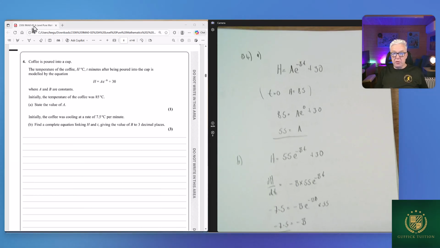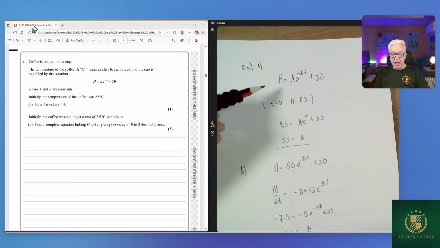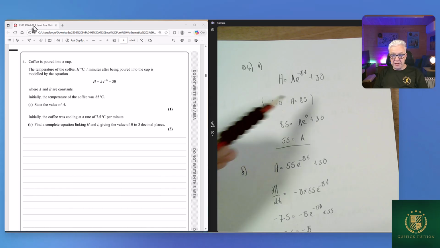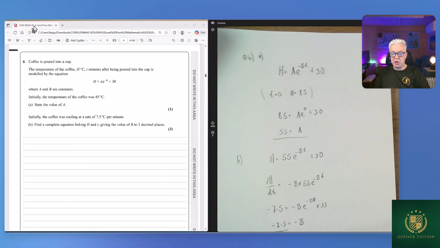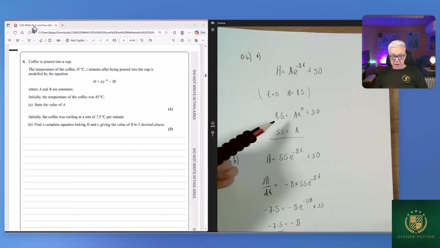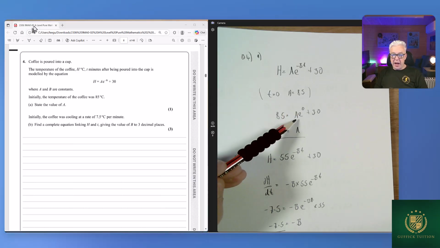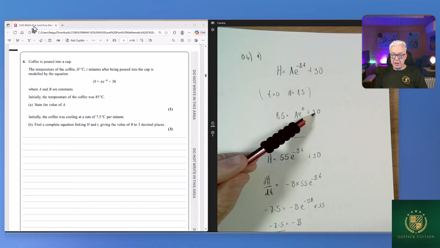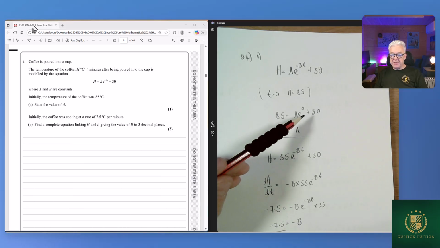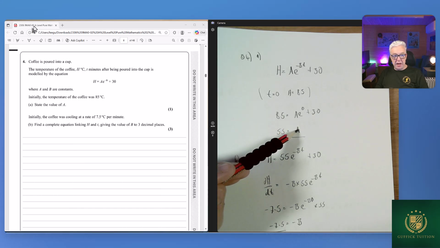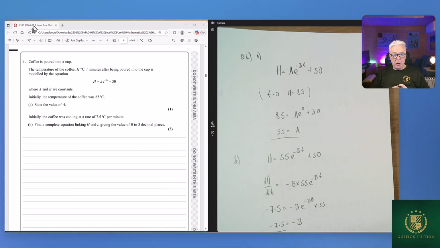So we've got our general form of the equation here, and we're told this boundary condition that initially, which means at time t equals 0, the coffee was at 85 degrees C. So we can insert that boundary condition. So we can say that the temperature is 85 when t is 0. So a times e to the 0 plus 30. e to the 0 is going to be 1. So we take 30 off both sides, and that gives us 55 is equal to a. So that's our part a done for 1 mark.